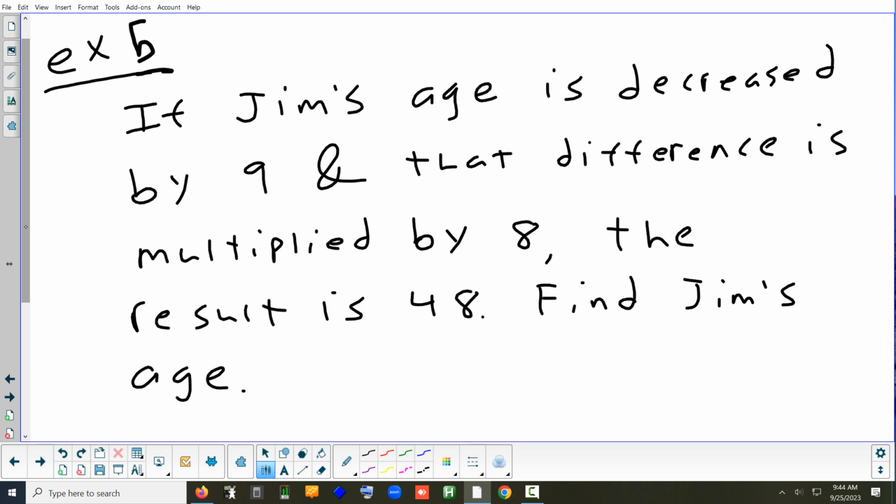We'll see. So it says if Jim's age is decreased by 9, and that difference is multiplied by 8, you get 48. Find Jim's age.